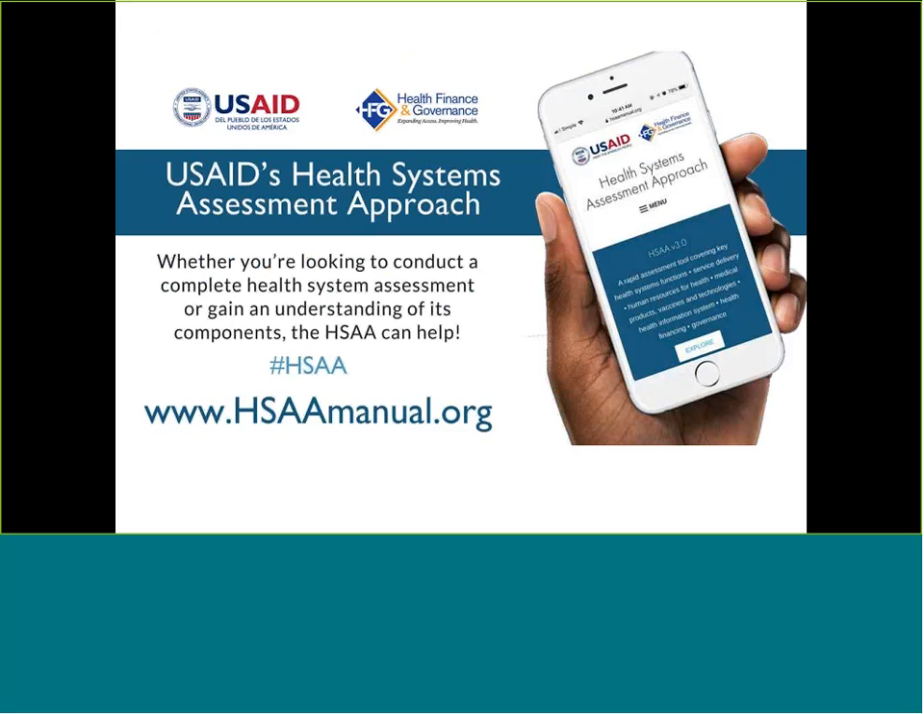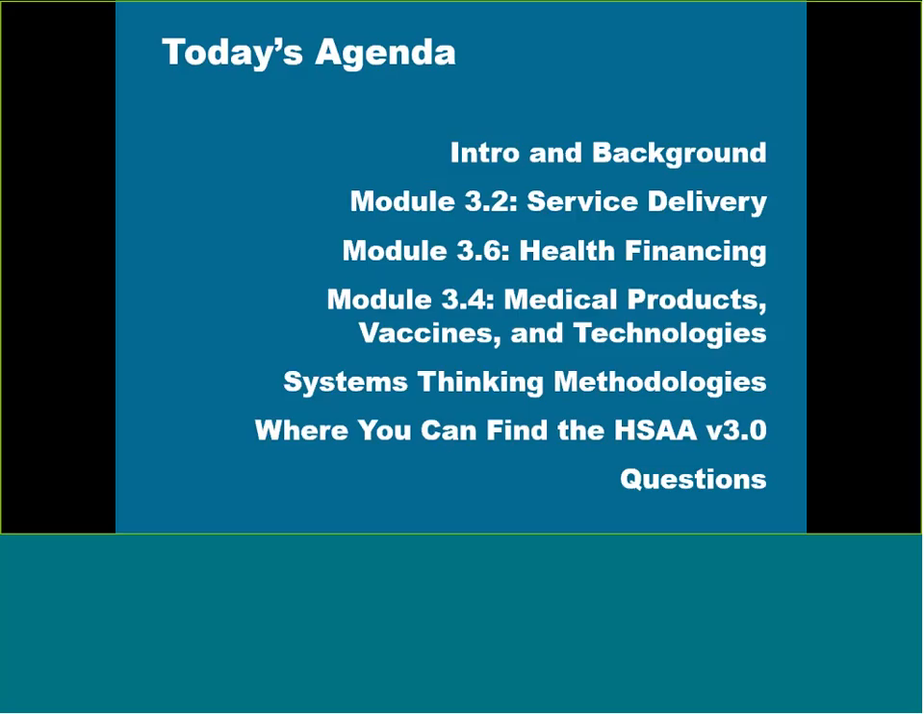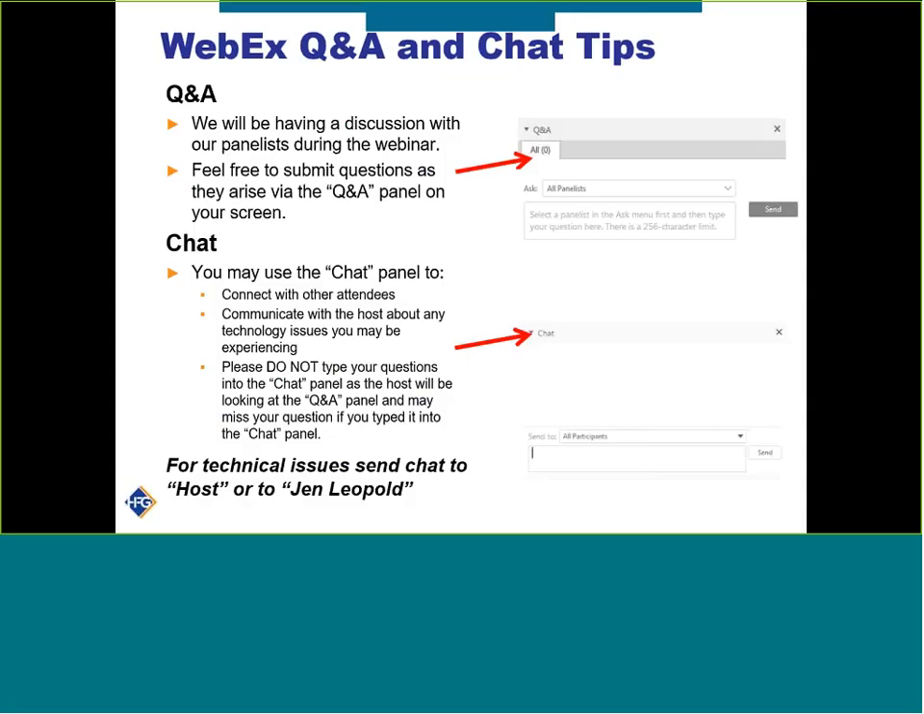So today we're going to be talking about the health system assessment approach. We've got a lot packed into the hour, but we really want to get to questions at the end, so everyone will do their best to stick to time. Today we're going to have an overview and background of the HSAA. We're going to go into more detail for service delivery, the modules on health financing, and also on medical products, vaccines, and technologies. Then we'll talk a bit about systems thinking methodologies, where you can find the HSAA, the version 3.0, and then flip into questions.